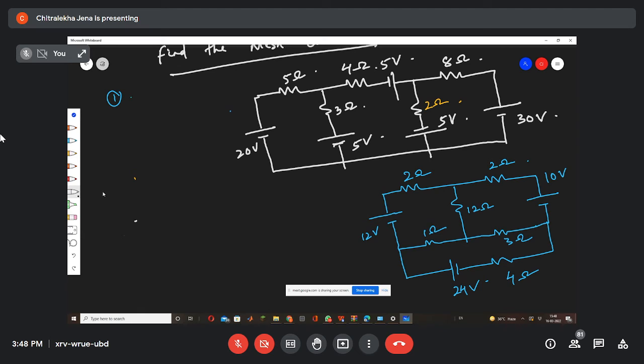Just wait. This is 1, this is 2, this is 3. I will give the current as I1. This one is I2. This one is your I3. So tell me what is the equation for mesh 1?